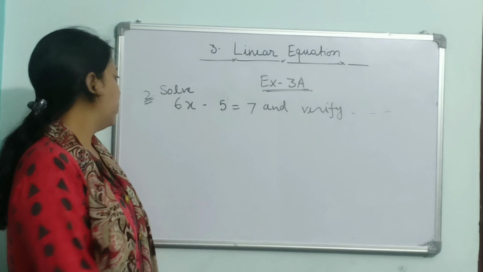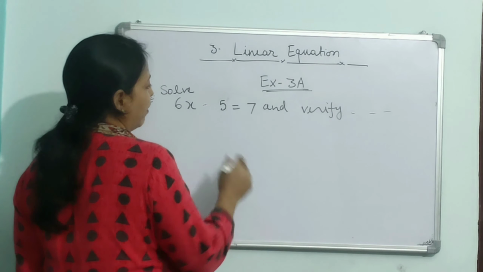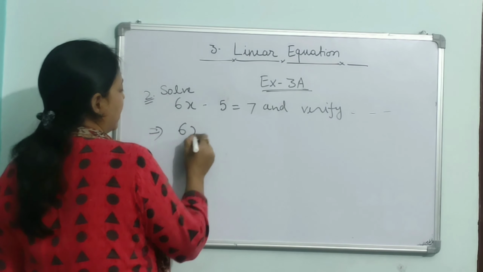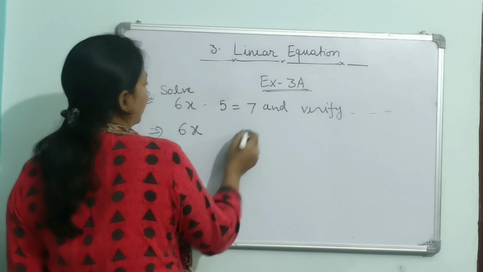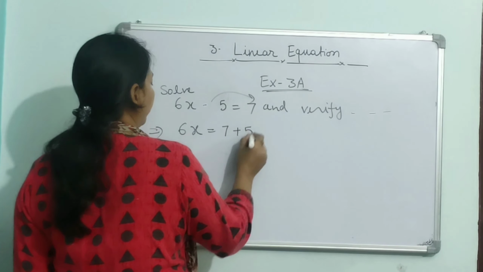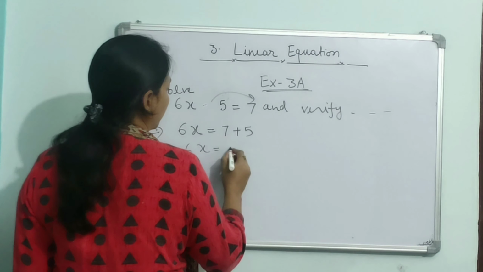Now question number 2. Solve 6x minus 5 is equal to 7 and verify it also. So how to do this? 6x minus 5 will be transferred on the other side. So it will become 7 plus 5. So 6x is equal to 7 plus 5, 12.